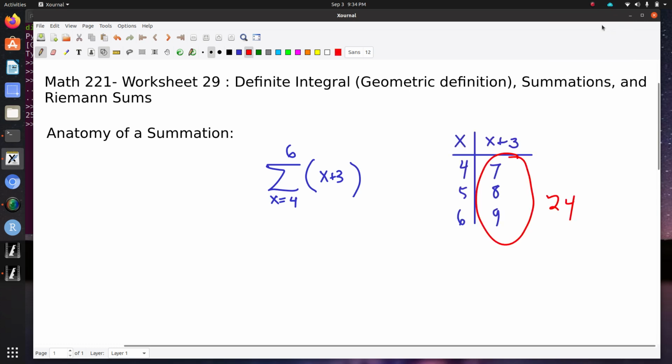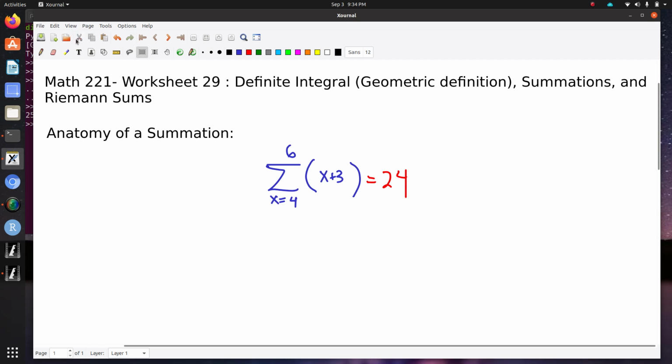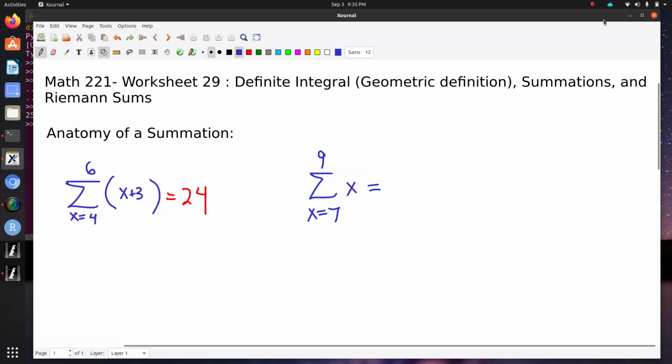Okay, so if you look at the values 4, 5, and 6 in the function x plus 3, then you get the values 7, 8, and 9. You add them up, you get 24. Pretty easy, right? So this is equal to 24. While you've got your thinking cap on, let's do something similar. Okay, now what do you think this is? Go ahead and do that one and come back.